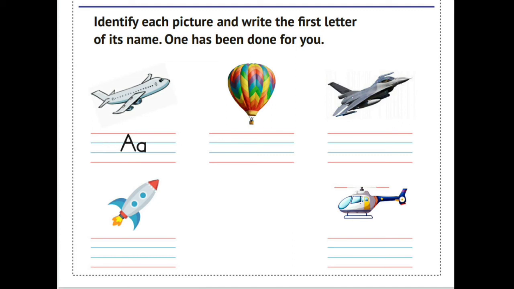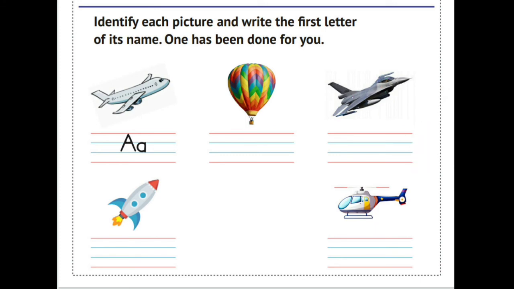Let's see next picture. This is a hot air balloon. Hot air balloon starts with alphabet H. So you have to write alphabet H here. Let's see next picture. This is a jet plane. Jet plane starts with alphabet J. So you have to write alphabet J here.